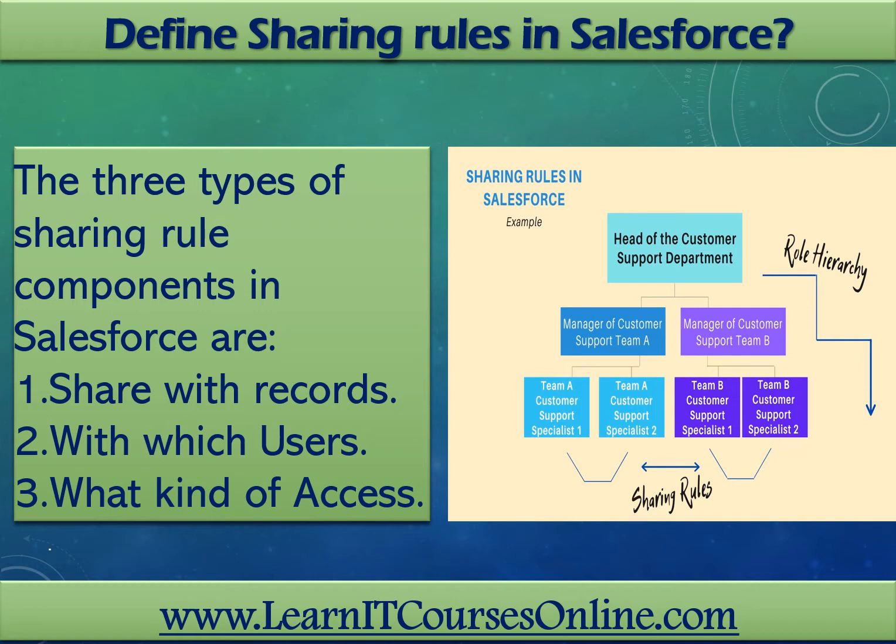Different sharing rule components in Salesforce are: number one, which records to share; number two, with which users; number three, what kind of access. So those are the three types of sharing rule components.